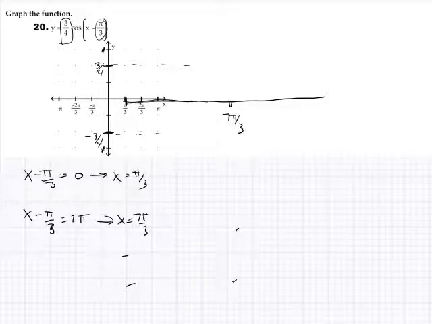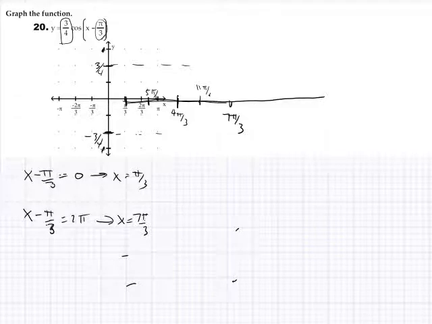If we cut that directly in half, you see we're going to get 4 pi/3. If we then cut each of those in half, we're going to end up getting 5 pi/6, and we're going to get 11 pi/6. So these are where our key points are going to go.